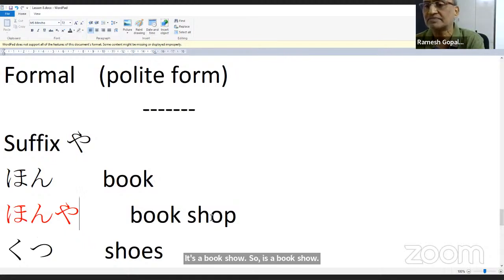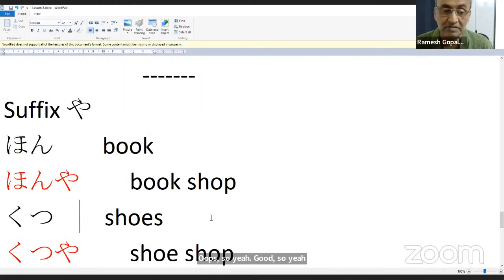Kutsu, shoes. So what will the shoe shop be? Shoe store, shoe shop. How do you say that in Japanese? Kutsuya. Yeah. Kutsuya. That's where you go.